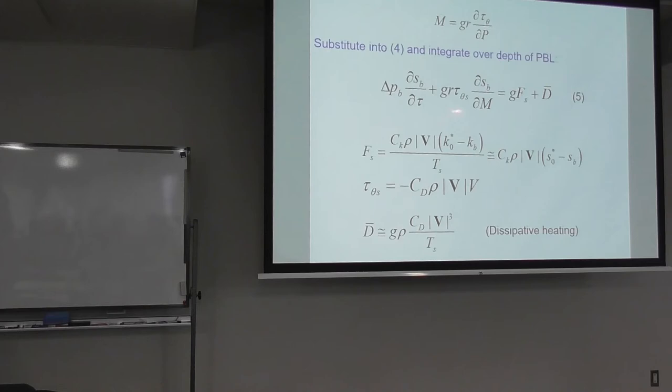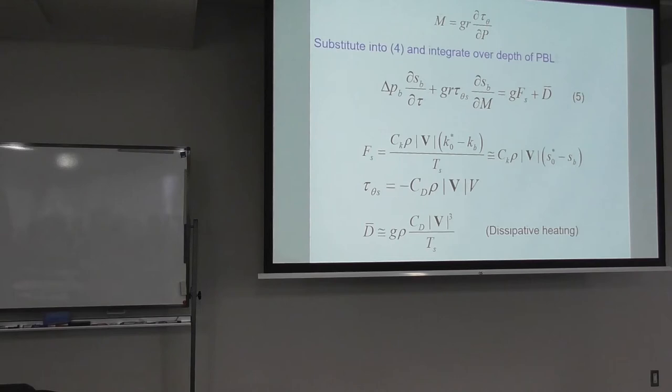So assuming that the entropy does not vary with height within the boundary layer, which is a pretty good assumption, if I integrate the time derivative, I just get the time derivative times the pressure depth of the boundary layer, that's delta P. Then by integrating this term, I get G R times the surface stress times this guy. Now, in integrating this in the vertical, I have assumed that there's no torque, or I should say there's no turbulent flux of angular momentum through the top of the boundary layer. That turns out to be a pretty good approximation in the core of the storm, but it's not such a good approximation well outside the core.